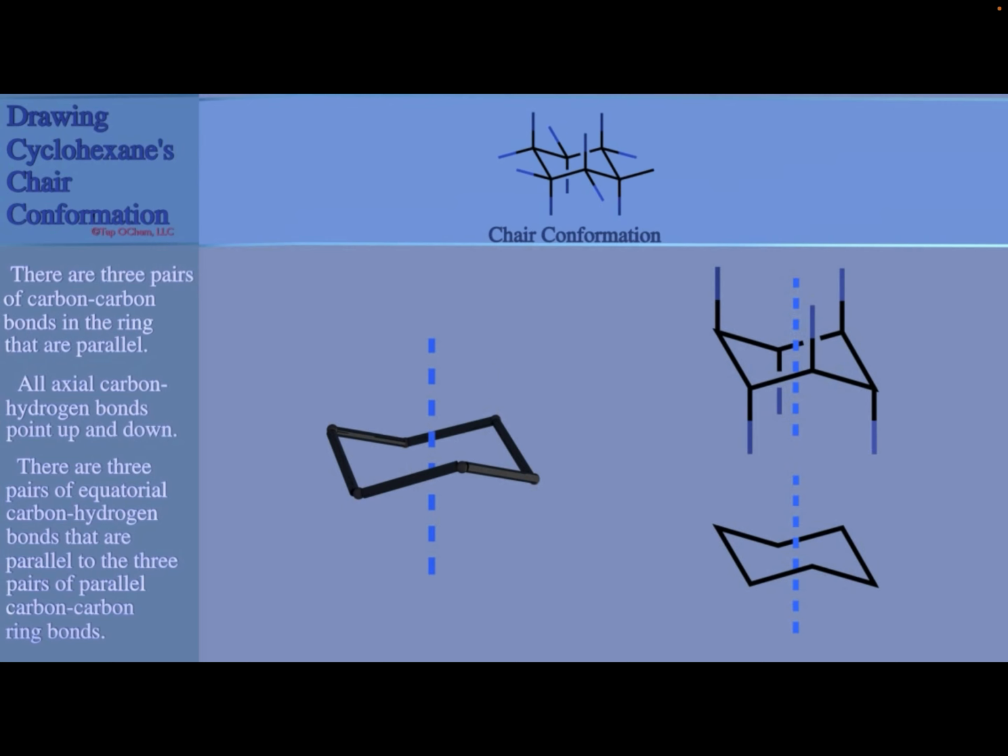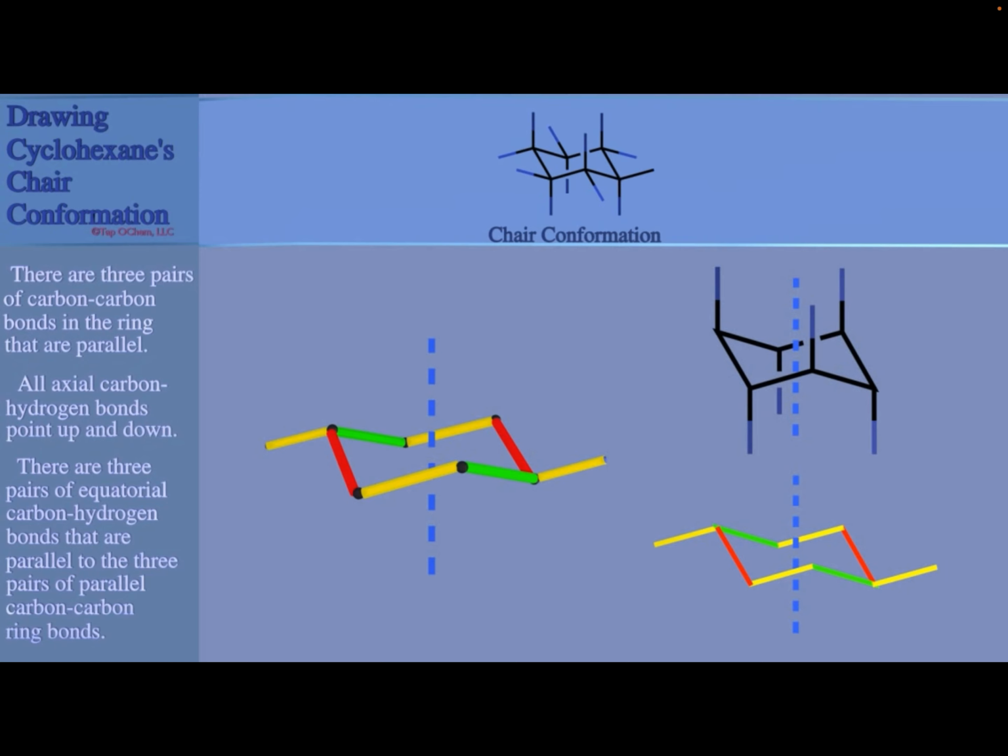Let's place the previous bond colors, yellow, red, and green, back on this stick model and do the same with the bottom line drawing. Now we will show the right and left carbon-hydrogen equatorial bonds. Let's turn these to yellow to indicate that they are parallel to the yellow ring bonds. We will place these 2 bonds on our bottom line drawing now, parallel to the yellow ring bonds.